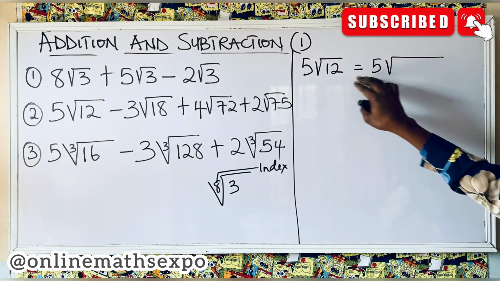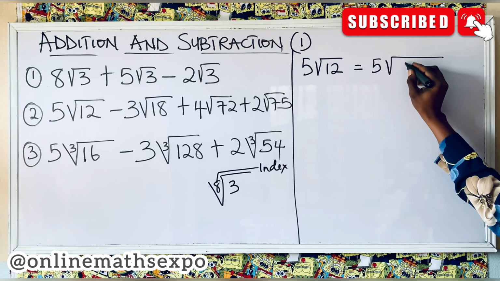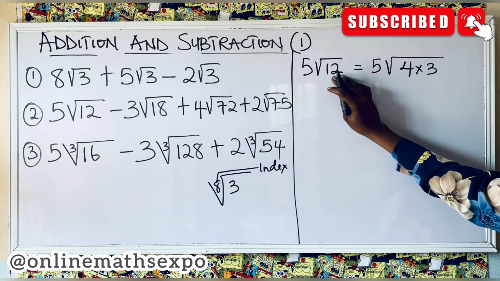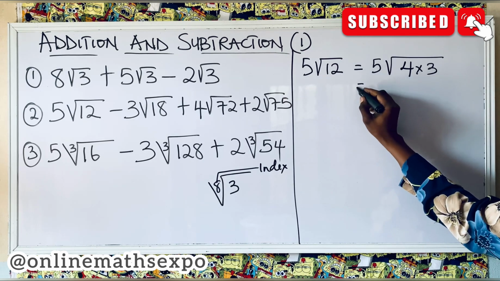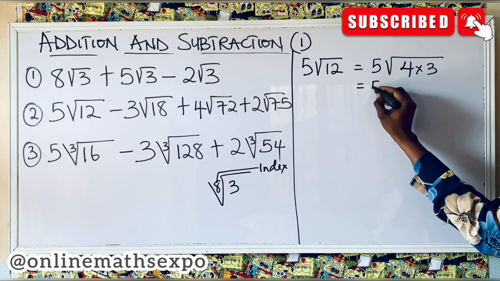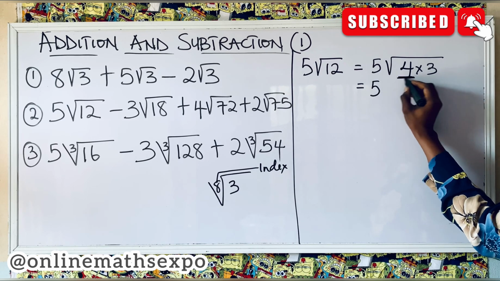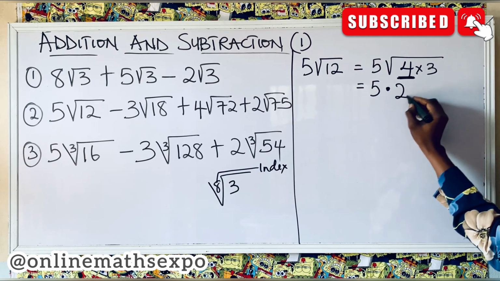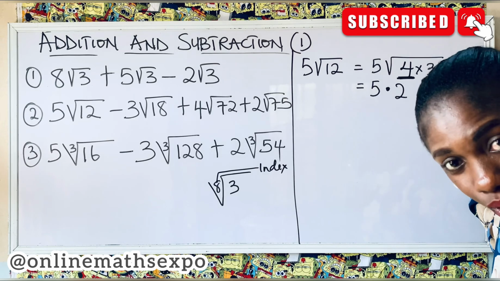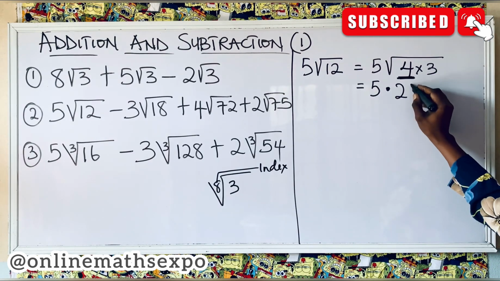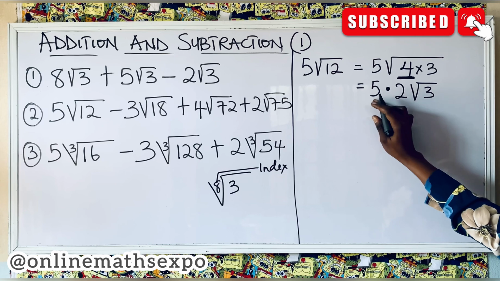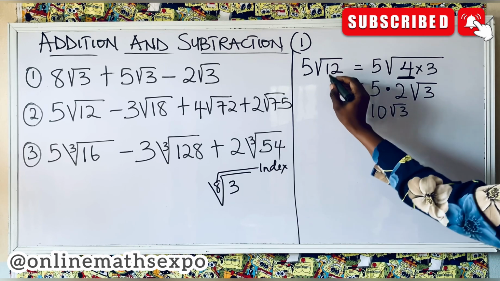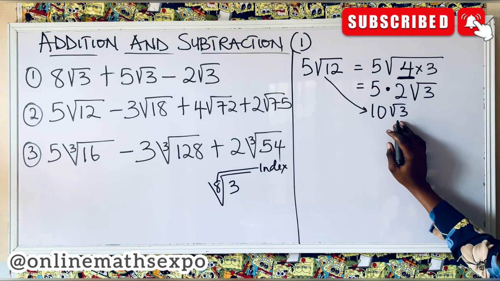So for this, the highest perfect square here is 4. And when you multiply 4 by 3, it gives you 12. Did you see that? So in this case, this is going to give us 5. This perfect square here, you're going to find the square root of it, and that will give you 2. This one will still remain in the roots because it's not perfect. So we're going to have this. If you multiply 5 by 2, it will give you 10 root 3. That means for simplifying this, this is what you get.